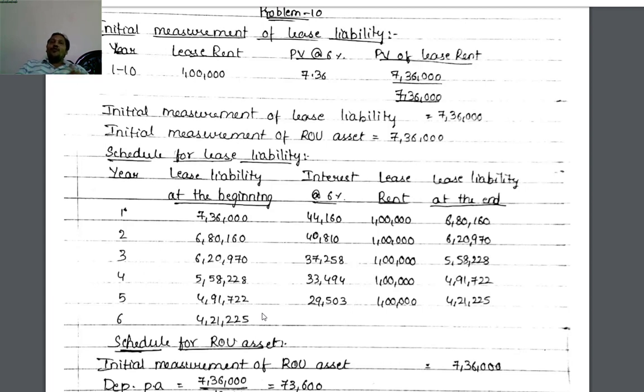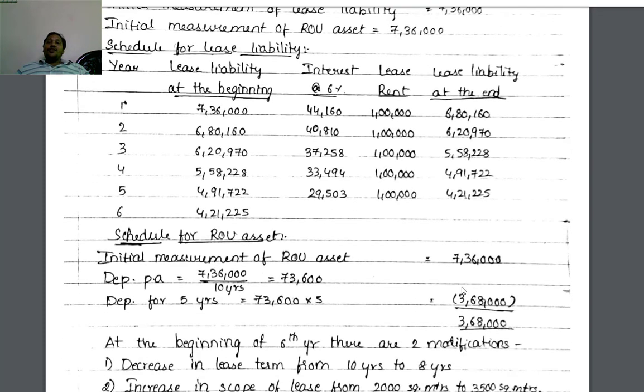So we measured the initial lease liability. By preparing the schedule for lease liability, we arrived at a balance of lease liability at the beginning of sixth year of 4,21,225. Now, the schedule for the ROU asset, right of use asset. Initial value of the right of use asset is 7,36,000. This is to be depreciated over a period of 10 years.